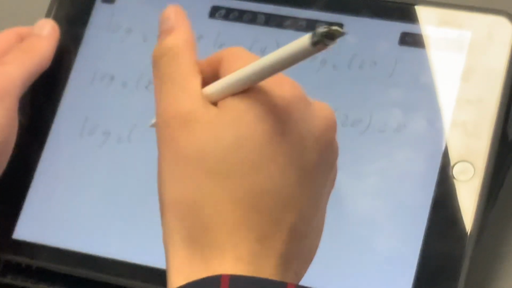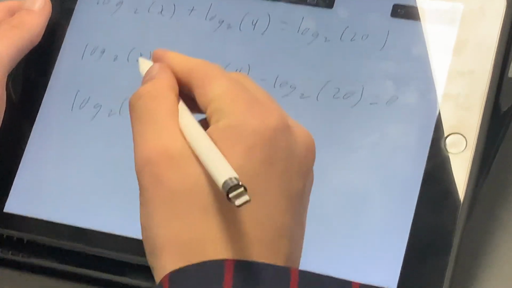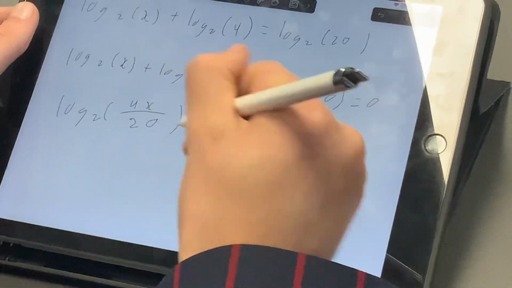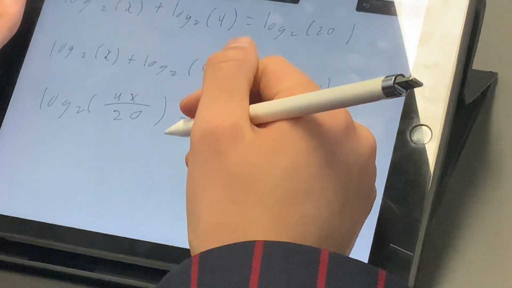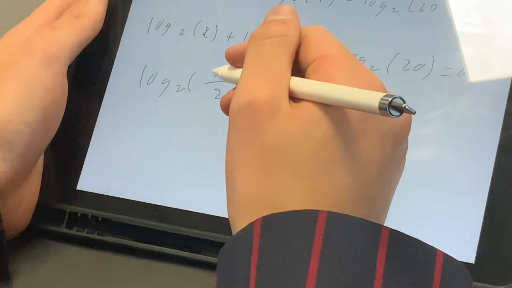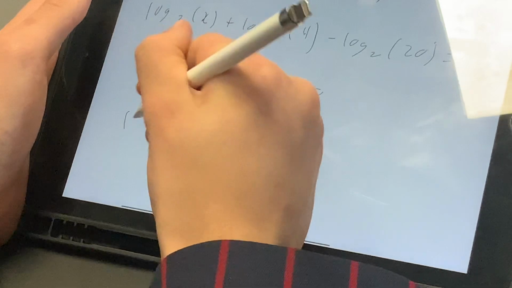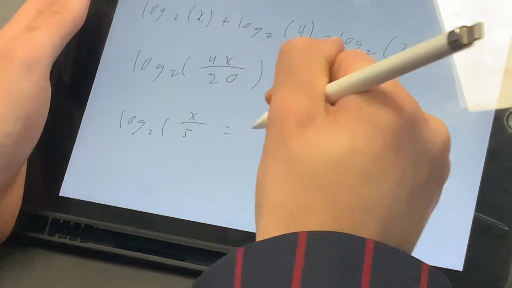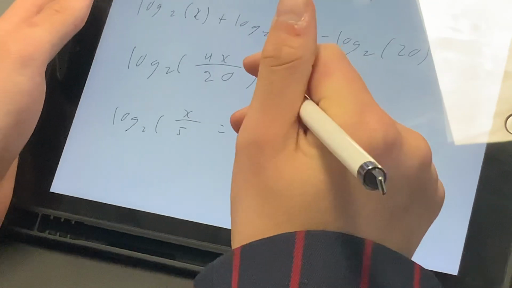So now we have log 2 of 4x over 20 equals 0, because that times that, and because it's negative, it is over 20. Now we can simplify this down by dividing both sides by 4. So now we just have log 2 x over 5 equals 0.